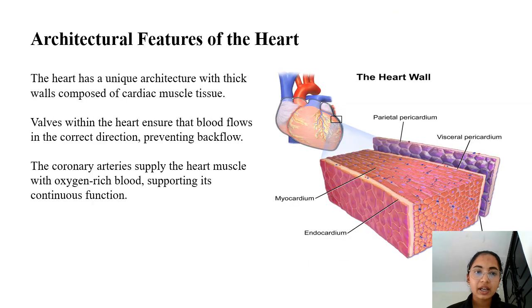So next are the architectural features of the heart. The heart has a unique architecture with thick walls composed of cardiac muscle tissue, and valves within the heart ensure that blood flows in the correct direction, preventing backflow. The coronary arteries supply the heart muscle with oxygen-rich blood, supporting its continuous function. Here we can see the architectural features of a heart.